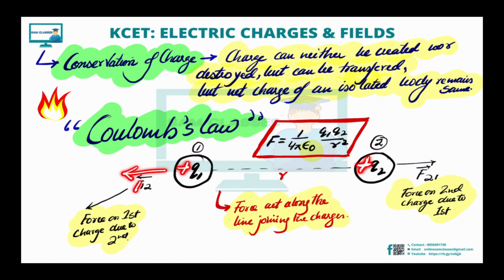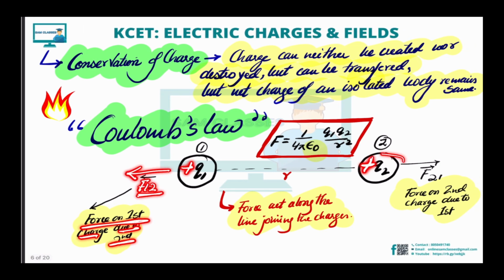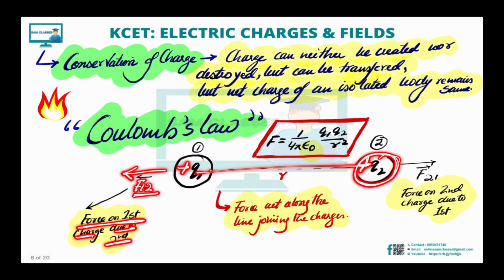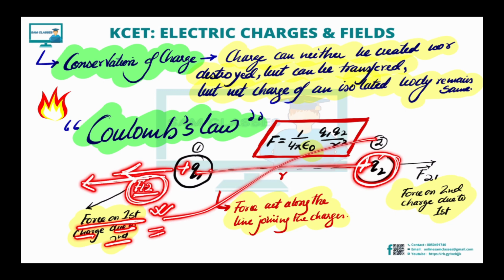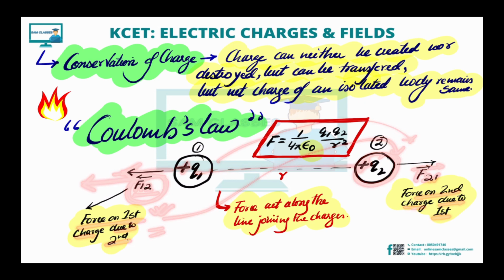So for the first charge, what does this F12 force mean? It means the force on the first charge due to the second. The second charge, see here, is repelling this one. With what force is it repelling? That is given by F12. And since it's a vector quantity, direction is also there. Similarly, F21 means the force on the second charge due to the first, because the first will also repel the second one, correct?